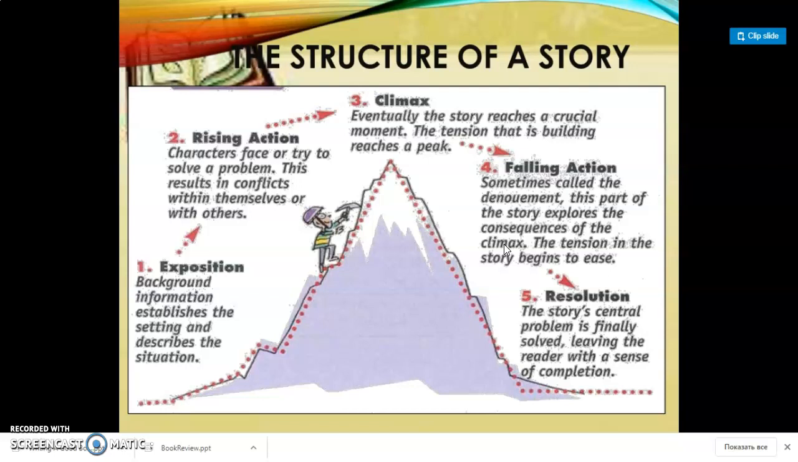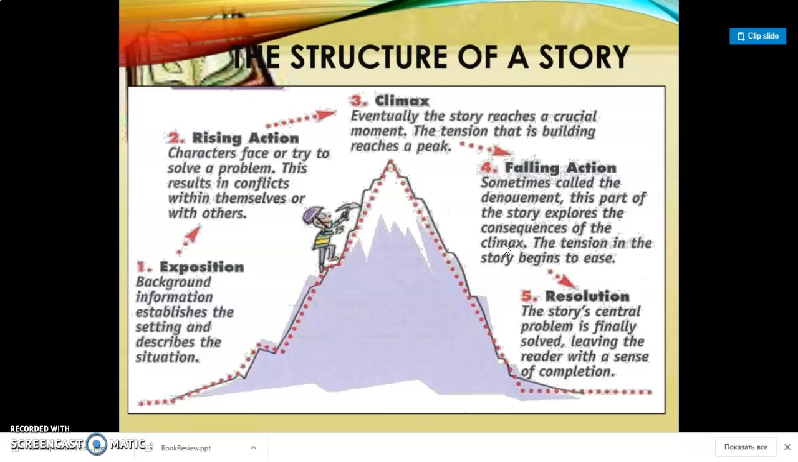And the third one is the peak of the mountain, climax. Eventually, the story reaches a crucial moment. The tension that is building reaches a peak. And falling action. Step by step, it decreases its position, and sometimes it is called the denouement. This part of the story explores the consequences of the climax.